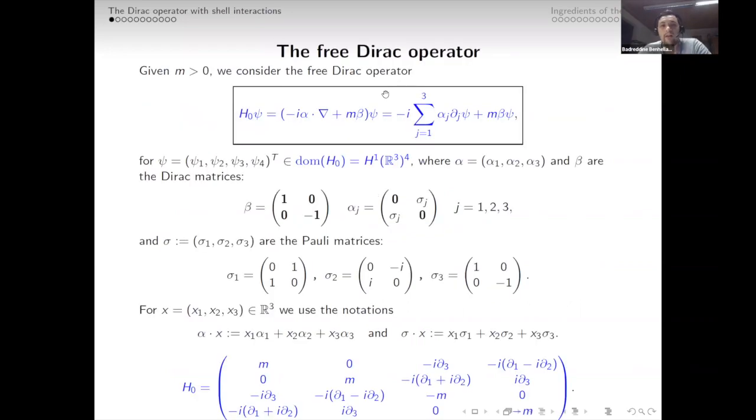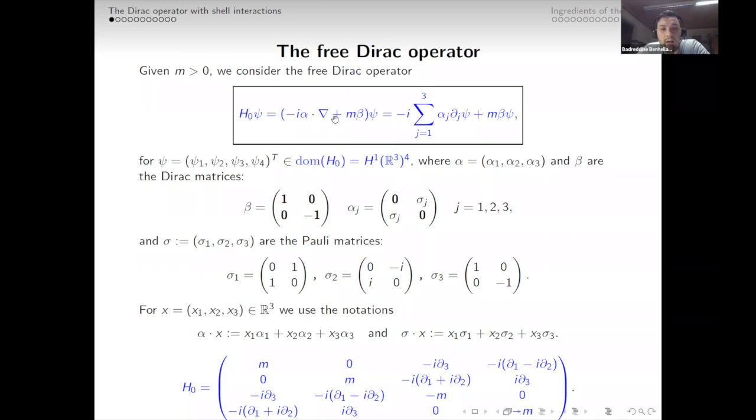So in this talk, I will consider the Dirac operator in R3. Throughout the talk, I will assume that the mass M is strictly positive, and the free Dirac operator in R3, which I denote by H0, is given by this expression. That is a matrix valued differential operator. It acts on components of functions which are in H1.